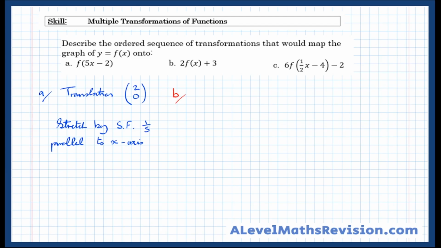Part B. Outside transformations, however, that same rule doesn't apply. We just do it in the order that we would normally do it. So the first thing that's been done to f of x is the times 2. So stretch by scale factor 2 parallel to the y axis.